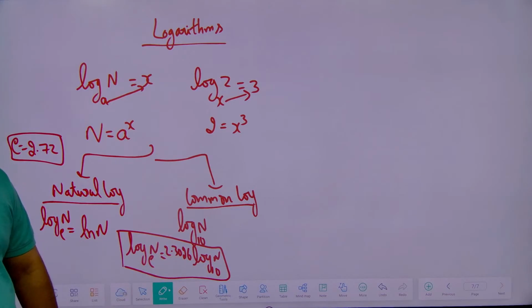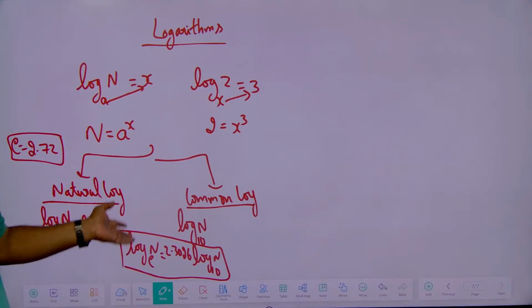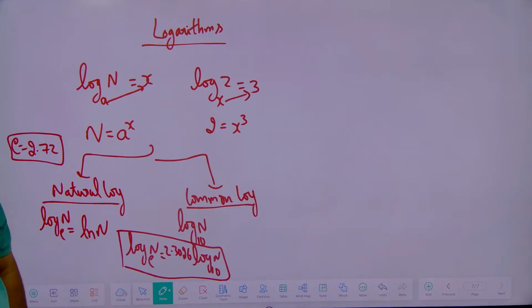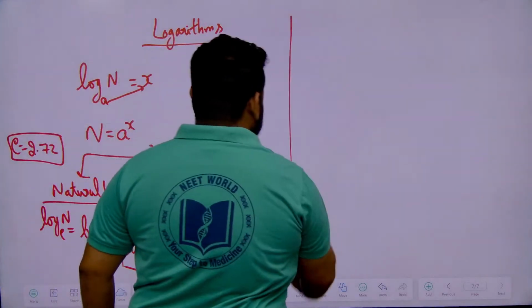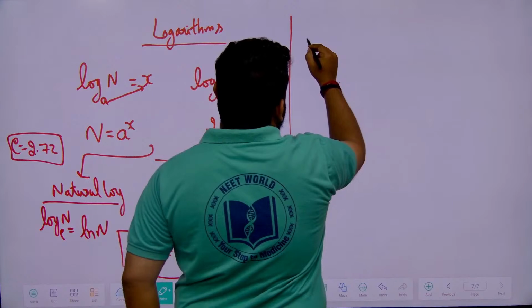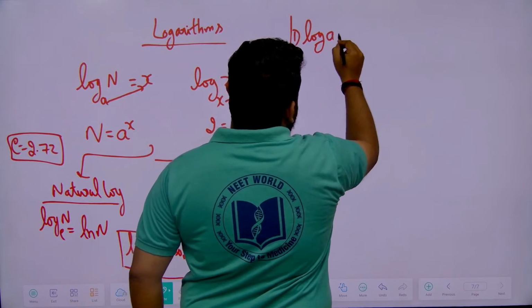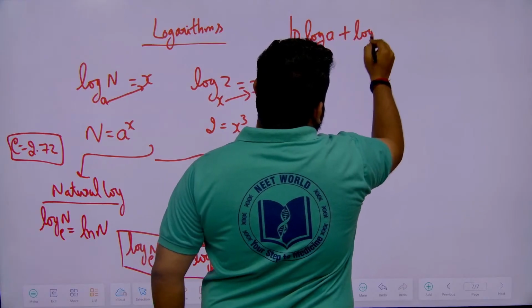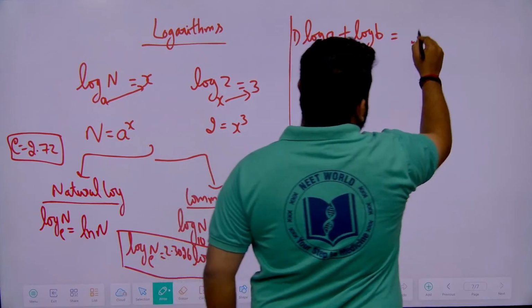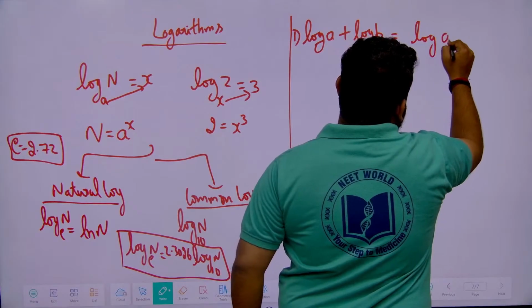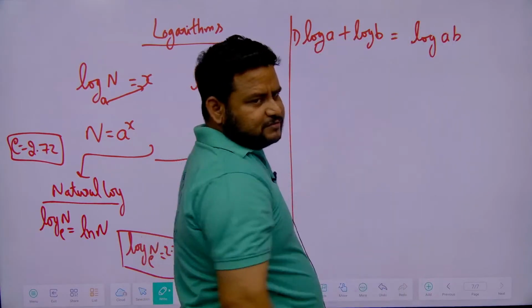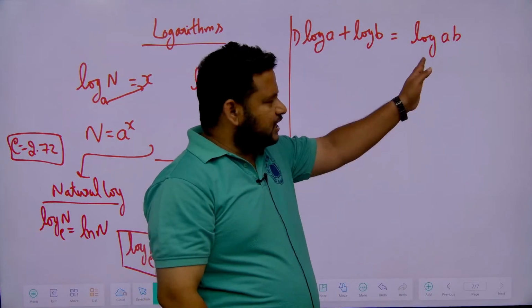Now we will learn some properties of logarithm, which are very important. Apart from this, the properties, or the formulae, whatever you want to call them, are more important. The first one: log a plus log b will be equal to log of ab. The sum becomes a product.